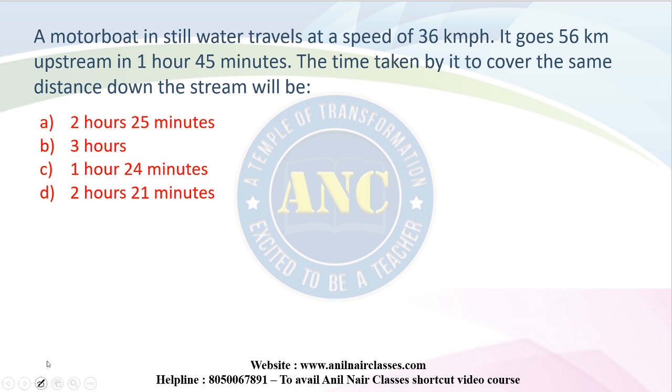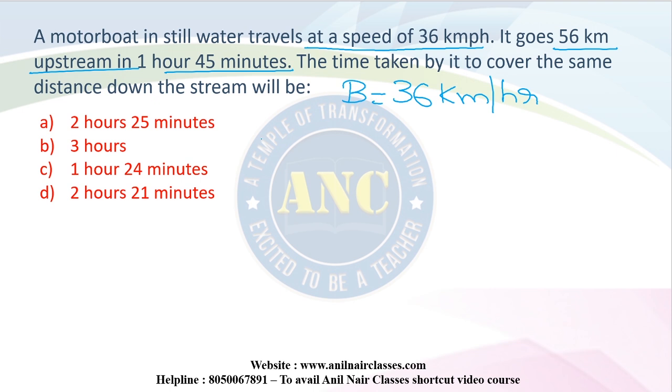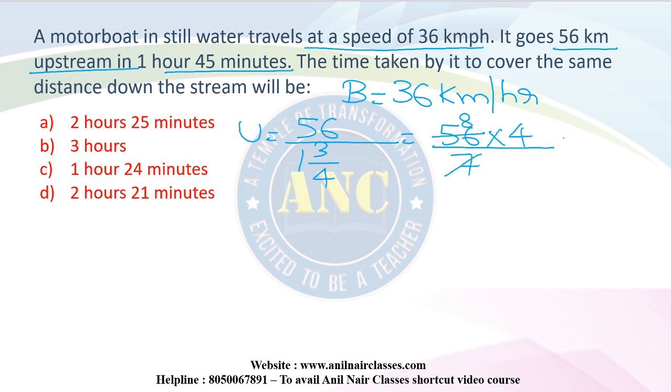Question number 12. See here, sir. Question number 12 says, a motor boat in still water travels at a speed of 36 kilometers per hour. So the B value is 36 kilometers per hour. It goes 56 kilometers upstream in 1 hour 45 minutes. So for upstream speed, distance is 56 and time is 1 hour 45 minutes, which is 1 3 by 4, that is 7 by 4. So 56 divided by 7 by 4: 7 by 4 will go above, 7 into 8 is 56, 8 into 4 is 32 kilometers per hour, which is the upstream speed.